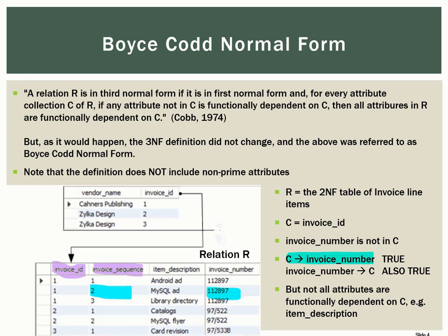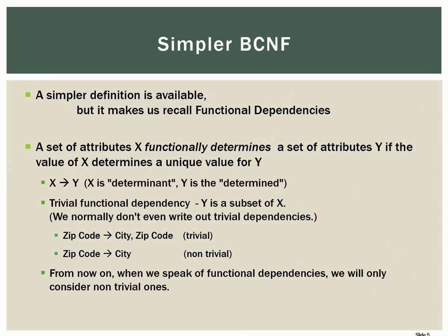But once we have this state, we can see that not all attributes are functionally dependent on C. So, for example, the item description. The item description is not dependent on the invoice ID, but rather it is dependent on the combination of the full key, the invoice ID plus the invoice sequence. So this brings the table out of Boyce Codd Normal Form. I want to bring you to a simpler definition of Boyce Codd Normal Form that's easier to apply.